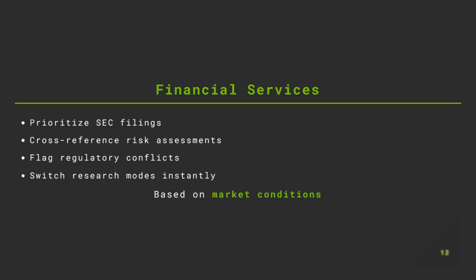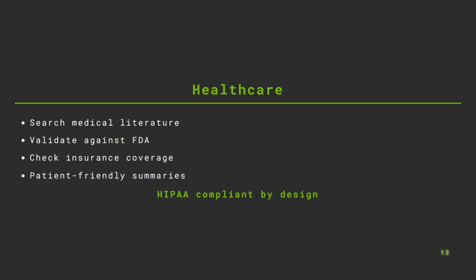Now, let's talk about what this actually means for different industries. For financial services, you could build strategies that automatically pull SEC filings first, cross-check against your internal risk models, and flag anything that might be a regulatory issue. Markets get volatile, switch to a conservative research mode with one command. Healthcare organizations, you could create workflows that search medical literature, validate against FDA guidelines, check insurance databases, and then generate patient-friendly summaries. And here's the kicker, you build HIPAA compliance right into the workflow.